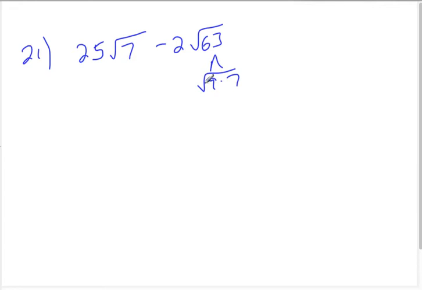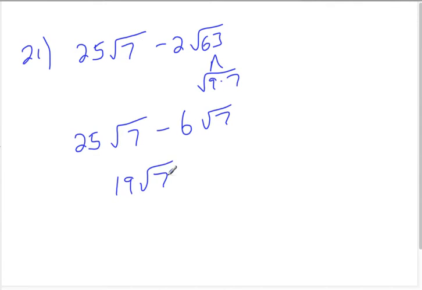21. We have 25 root 7 minus 2 root 63. Same type of deal. These are not like terms, but root 63 is 9 times 7, so square root of 9 is 3. So when we multiply that to the negative 2, we will end up with negative 6, and that root 7 is still there. These are now like terms. 25 minus 6 is 19. 19 root 7. Final answer.